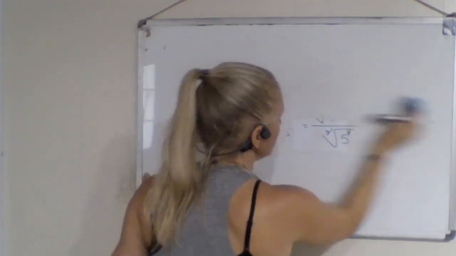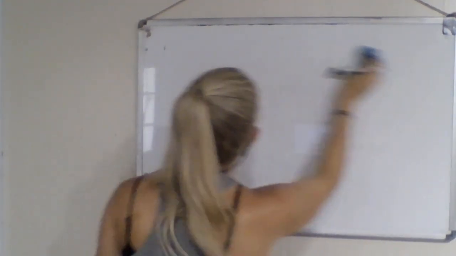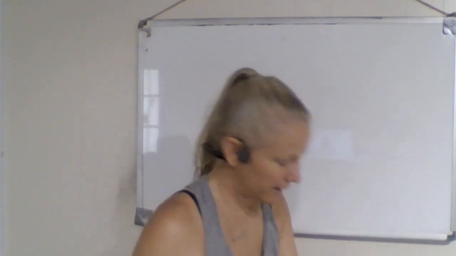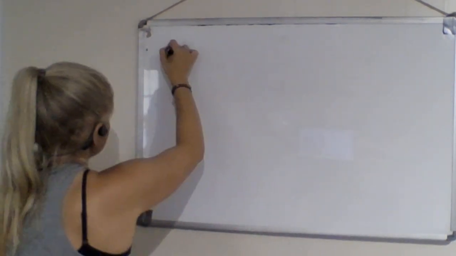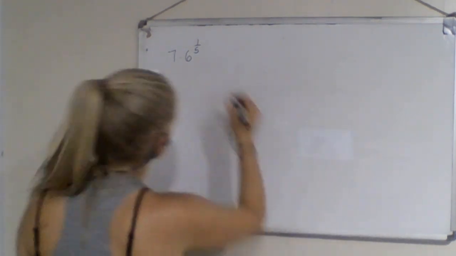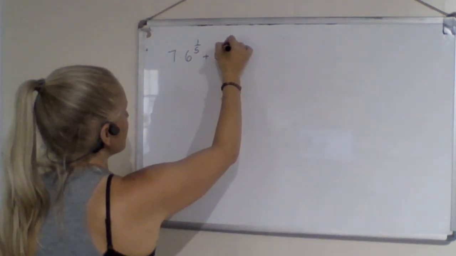As we move on to example 4, we have all kinds of operations that we play with. I anticipate you having the most trouble with this lesson, but we're going to make it through it. What if I have 7 times 6 to the 1/5 plus 2 times 6 to the 1/5?